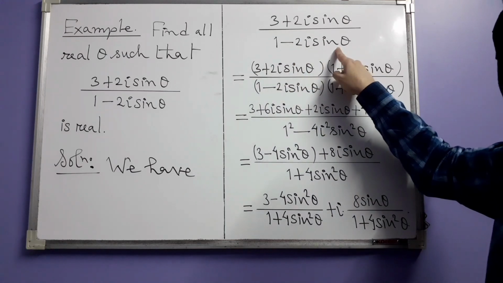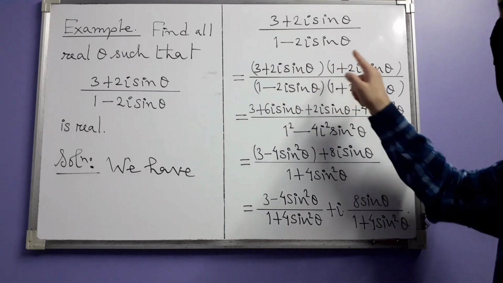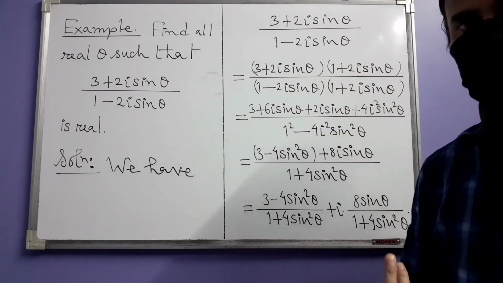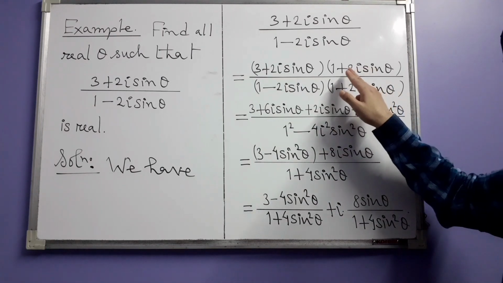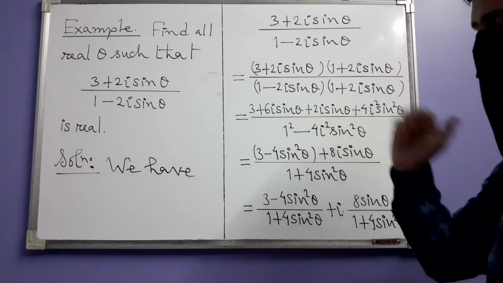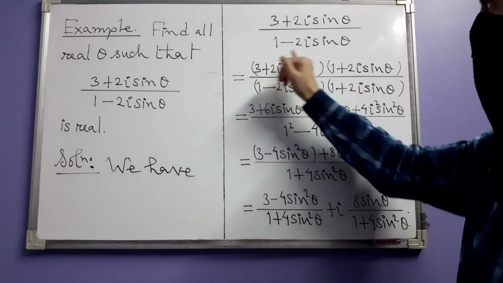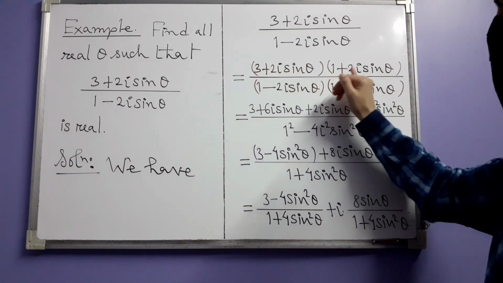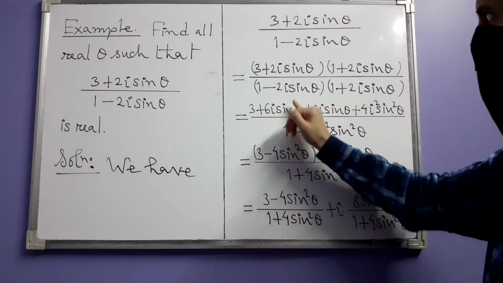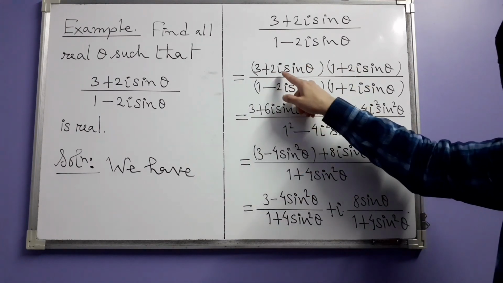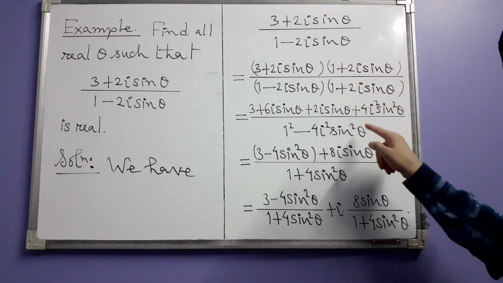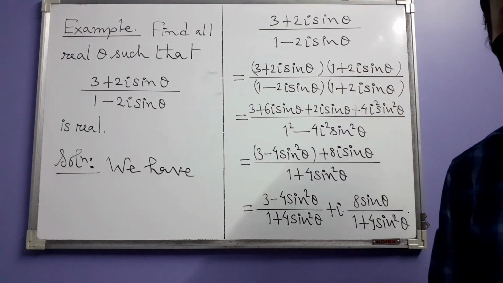Originally it's 1 minus 2i sine theta, so you multiply and divide by its complex conjugate, which is 1 plus 2i sine theta. And then you perform the multiplication in the numerator. 3 times 1 is 3, 3 times 2i sine theta is 6i sine theta, 2i sine theta times 1 is 2i sine theta, and 2i sine theta times 2i sine theta is 4i square sine square theta.